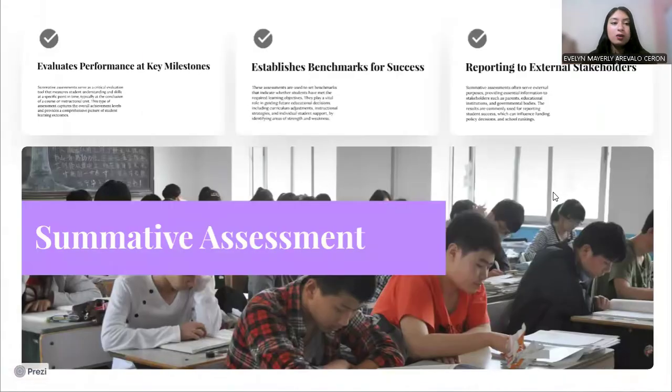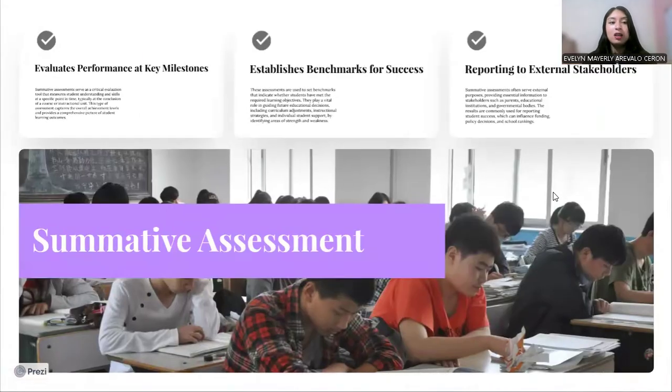On the other hand, we have summative assessment, which is used after a learning period to evaluate a student's performance at key milestones, such as at the end of a unit, semester, or course. It helps to know if the students achieve the expected learning outcomes.